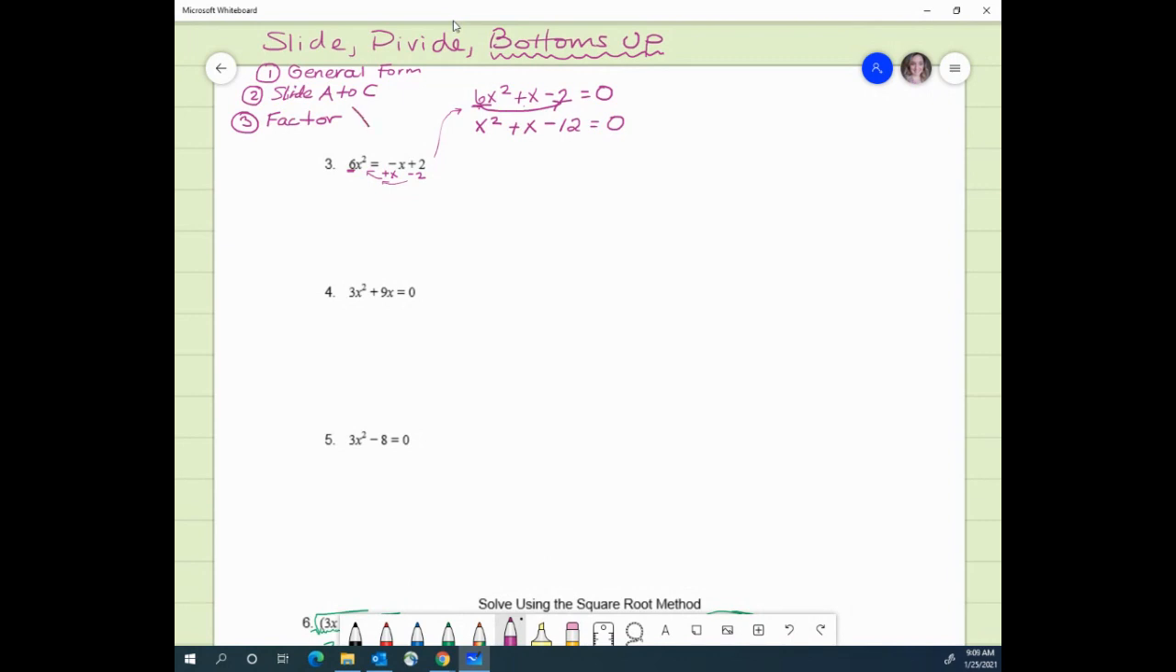So let's draw a little x here. We're going to factor using that x method. Remember, C goes on the top. C here is negative 12. B goes on the bottom. Now, if there's nothing in front, that's a 1.